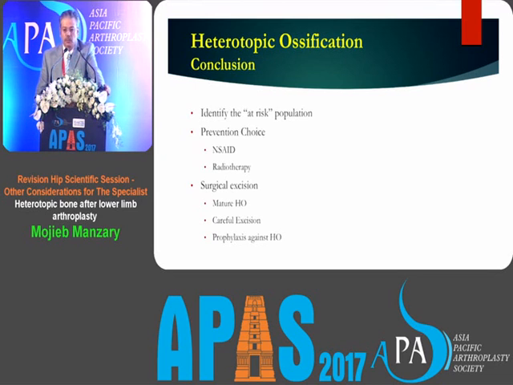So in conclusion, I think we've got to identify the at-risk population. Obviously, not every total arthroplasty patient needs to be given this prevention. I think subconsciously, every total hip arthroplasty patient is given some kind of non-steroidal anti-inflammatory. If you do have to do a specific prevention, you've got to choose between medical and radiotherapy. If you've got to surgically excise the HO, then you've got to wait till they have matured, document that by a cold bone scan, and follow that with prophylaxis so that they do not get a recurrence.